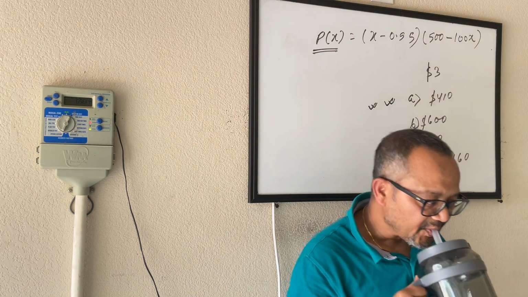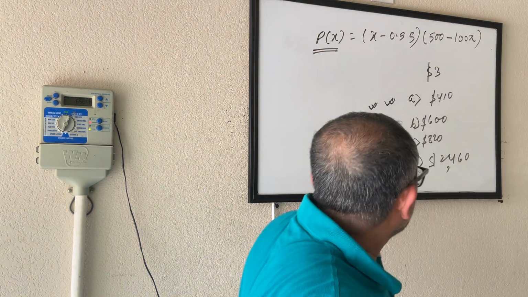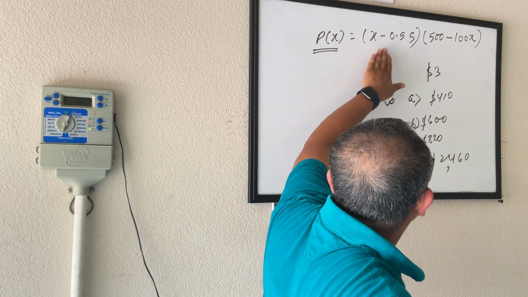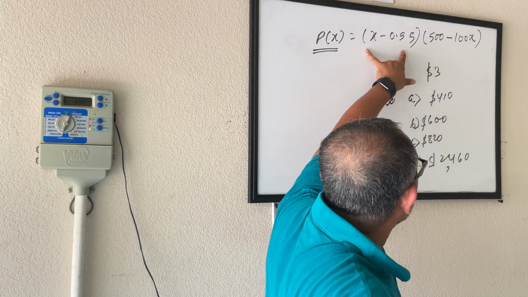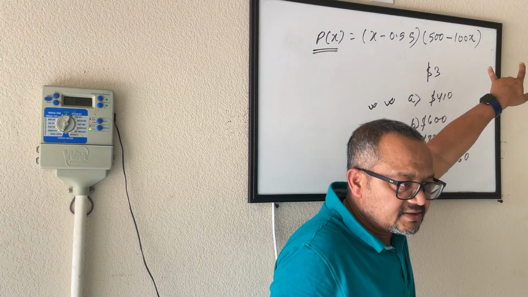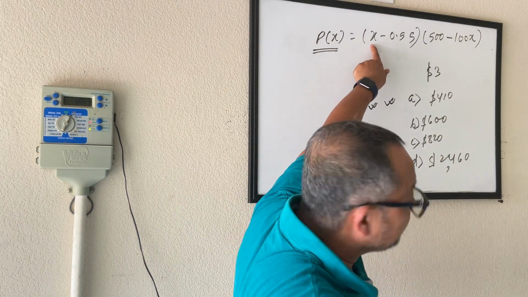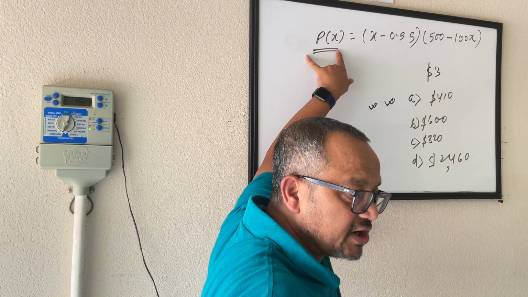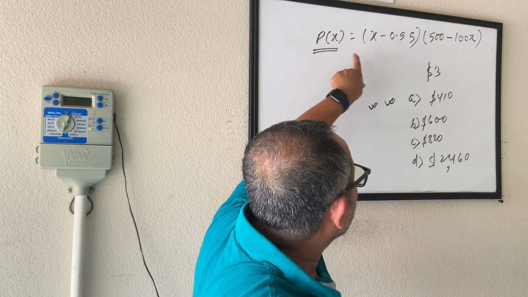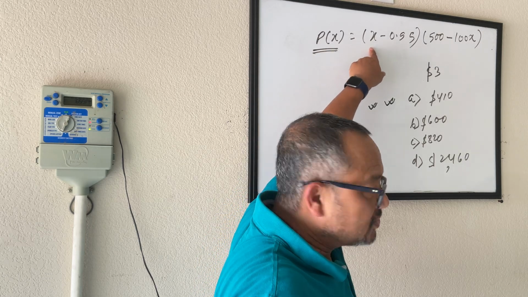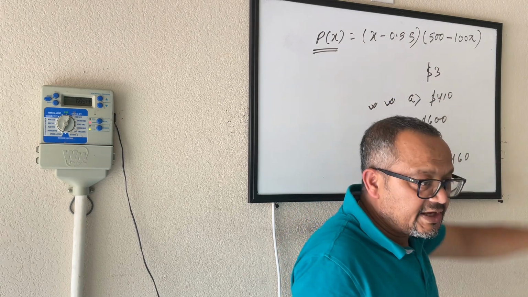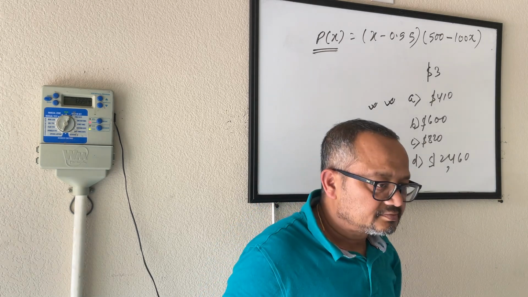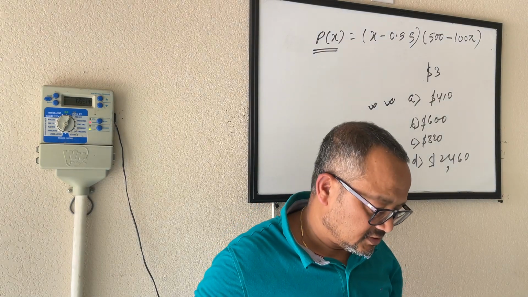Sir, can you repeat what the equations are? Because I'm a little confused. Okay, so this is a function P of x equals x minus 0.95 times 500 minus 100x, where x is the price of each taco. This function models the daily profit of a food truck, where x is the price of each taco. We are told that if the price of the taco is $3 each, what is the daily profit we are talking about? Did you hear the question? Yes, sir. Okay.